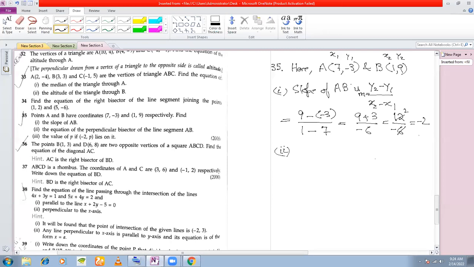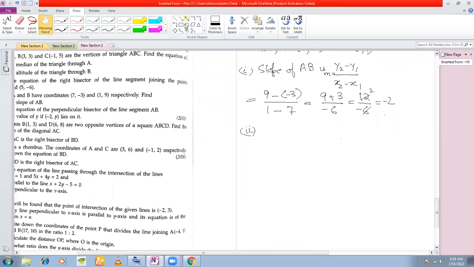Now we proceed to the second question. Second question is equation of the perpendicular bisector of the line segment AB. Now what do you mean by perpendicular bisector of the line segment? Let's draw this to get an idea. Let us say this is your line segment. Okay. A.